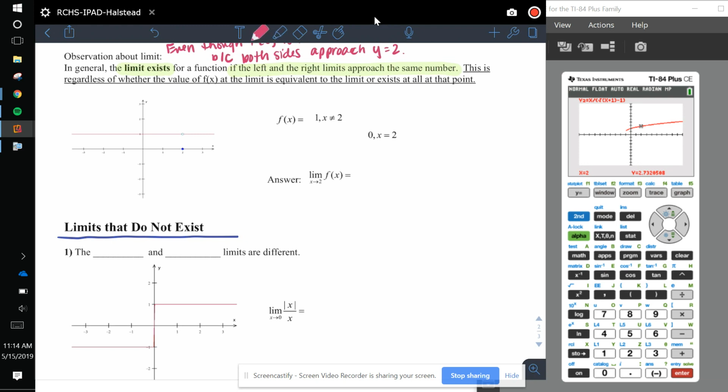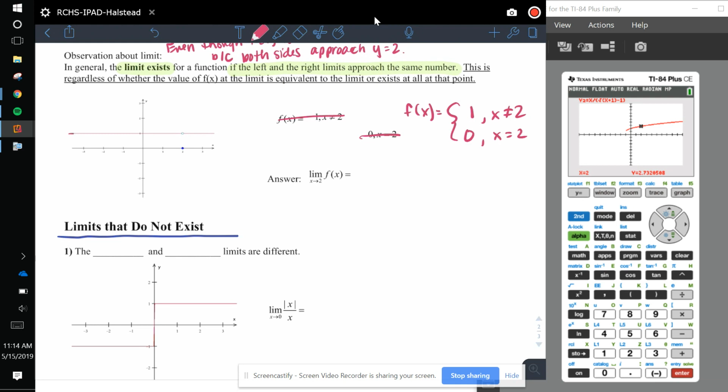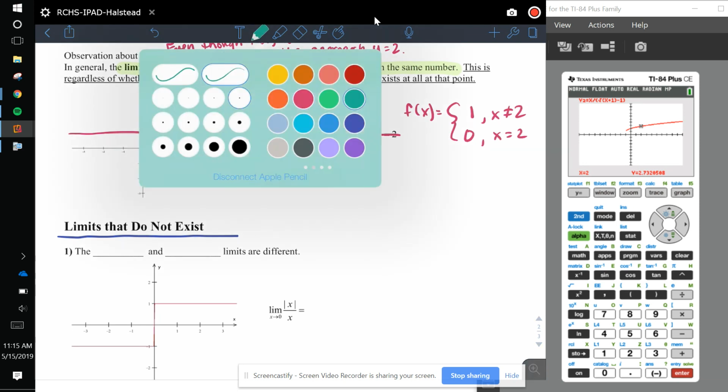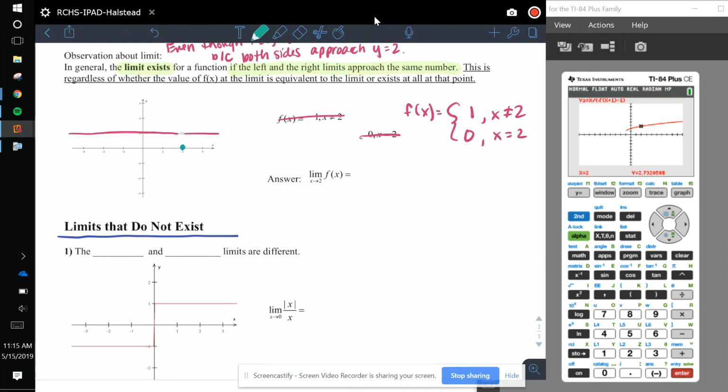So what we're going to do is look at this next one, and this is written a little weird. I think my computer freaked out. So f of x is equal to 1 when x does not equal 2, and it's equal to 0 when x is equal to 2. So for everything except 2, the function is equal to 1, and when x equals 2, the function is 0. What does f of 2 equal? f of 2 is equal to 0.